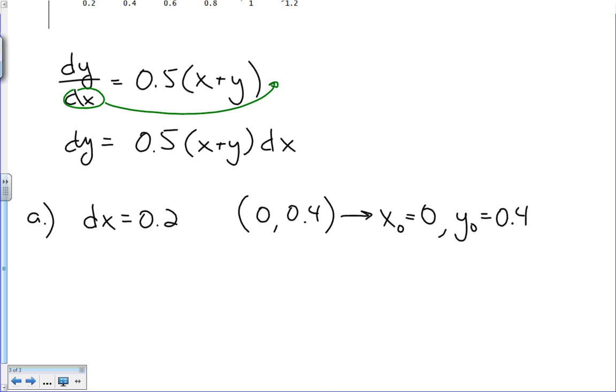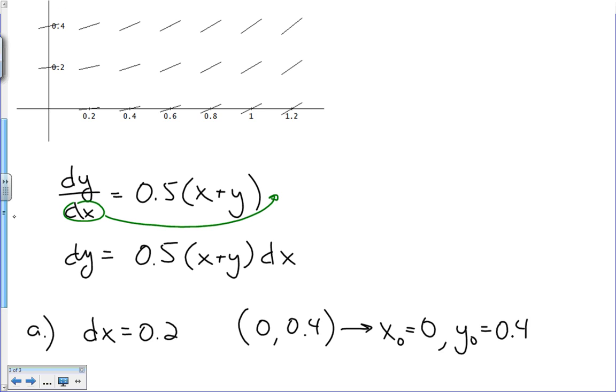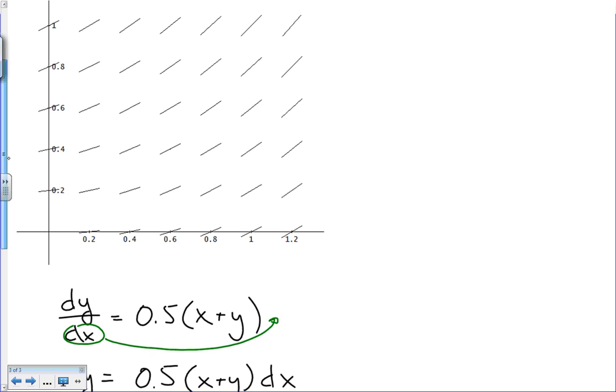All right, so the process that we want to go through is finding the next point. I know where I'm starting. In fact, I'm going to go back to my graph here and actually sketch or mark that point. At x equals 0, y is 0.4. So x equals 0, y equals 0.4. There's that point that they're talking about.